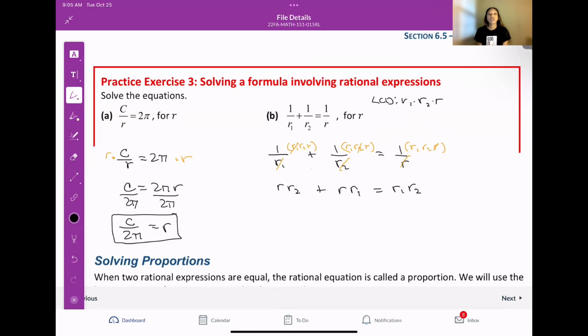All right, our goal here is to solve for the R. So we would want all of the terms with just R on one side, all of the other terms on the other side of the equation. Luckily for us, all of the terms with R are already on the left side of the equation. So we can just factor out this R. This would be R times (R2 plus R1) equals R1 times R2. And finally, if we divide, we get R1 R2 divided by (R2 plus R1) as our answer.